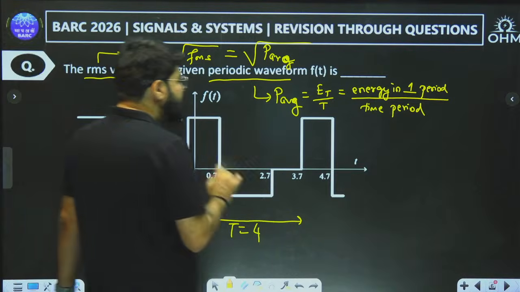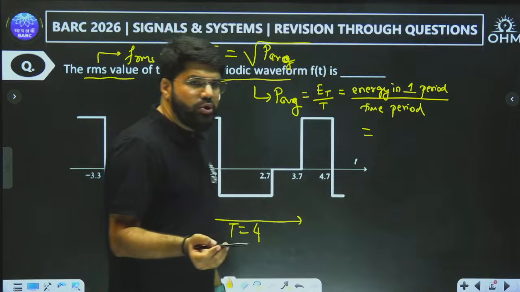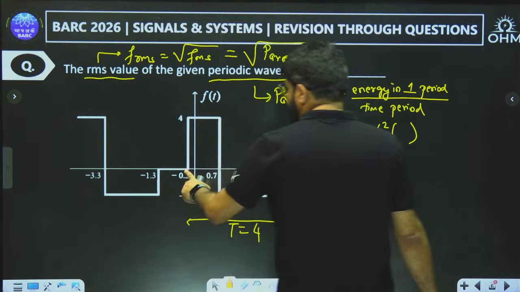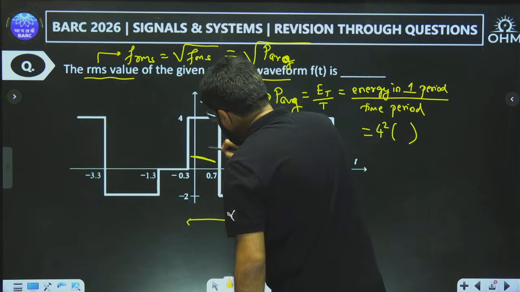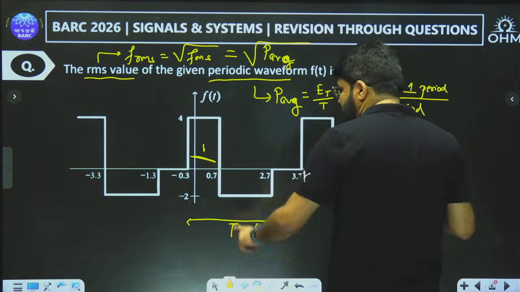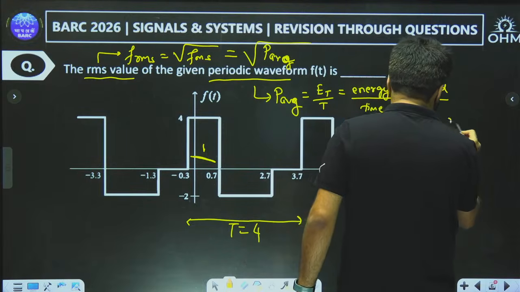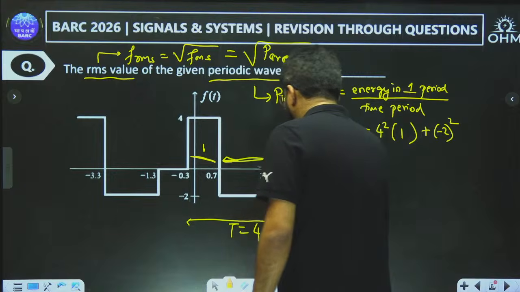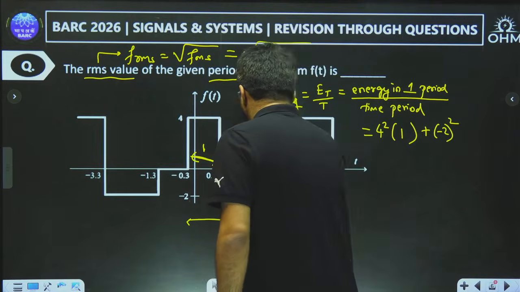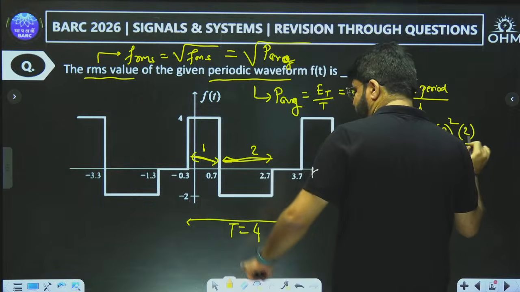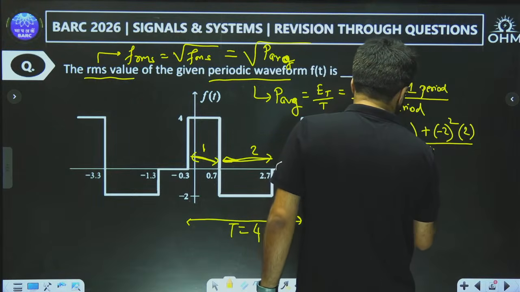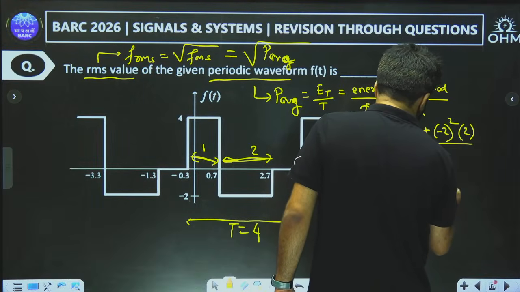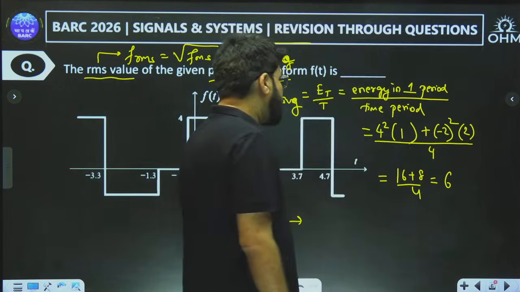Okay, then what is the energy in a rectangular waveform? Amplitude square into duration. First you have a rectangle with amplitude 4, so 4 square into duration from minus 0.3 to 0.7. This much duration is 1. Plus the next amplitude minus 2, although the square is the same. And then the next duration, 0.7 to 2.7, is 2. Amplitude square into duration, whole divided by time period, which is 4 here. So the net answer is 16 plus 8, divided by 4, 24 by 4, 6. 24 by 4, 6 it should be.